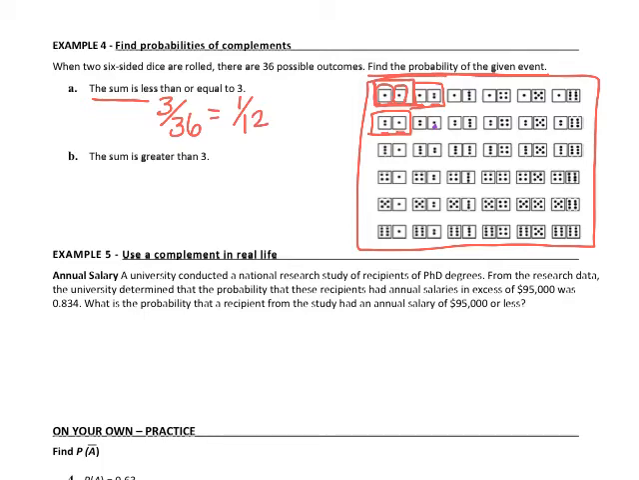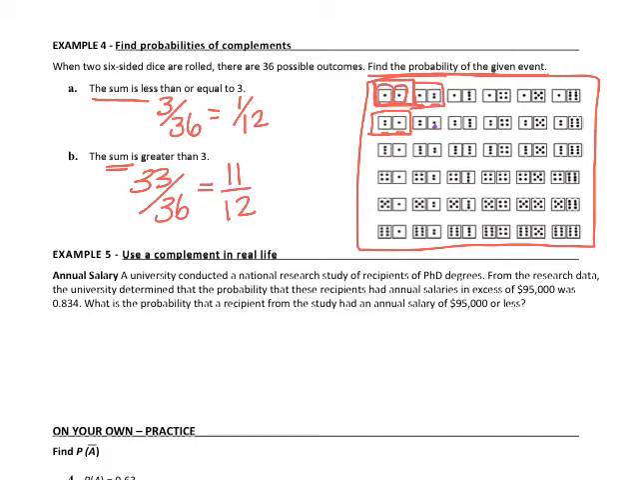Well, that means then that the rest of these 36, there's only 33 left, right? Those have a sum that is greater than 3. So 33 of the 36 are greater than 3. And if I reduce this, I'm going to see that 11 out of 12 are greater than 3 then, overall, out of the entire set.